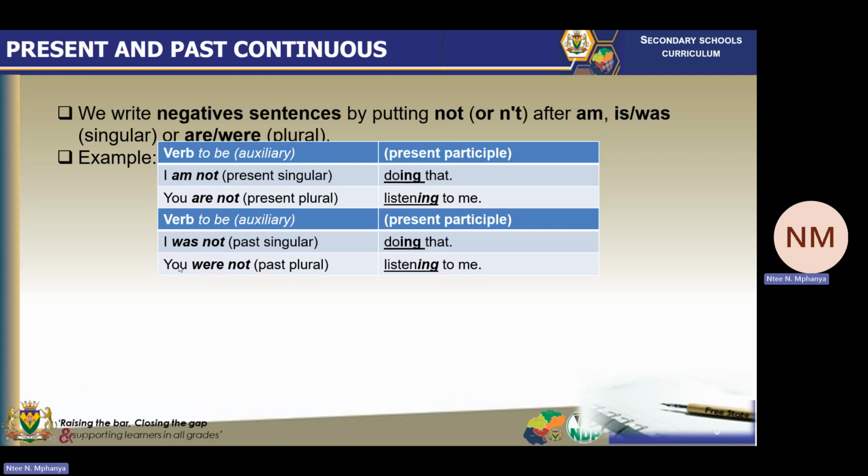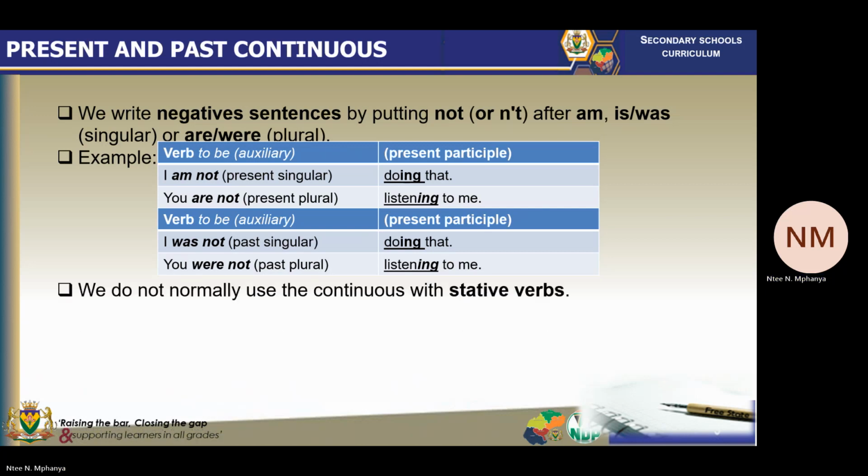In the past continuous, it will read, I was doing that, if it was a statement. But now that it's a negative one, we say, I was not doing that. You were not listening. The positive statement would have been, you were listening to me. But now that we negate the statement, we say, you were not listening to me.